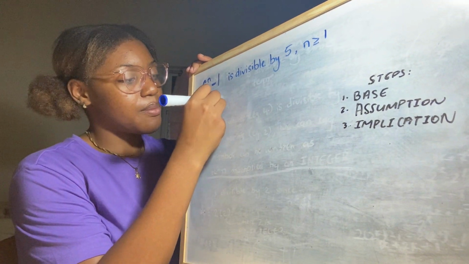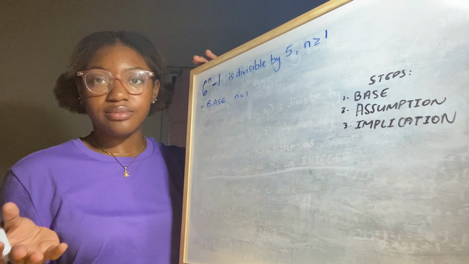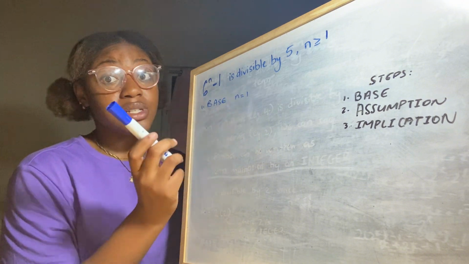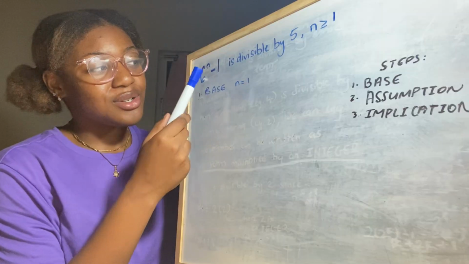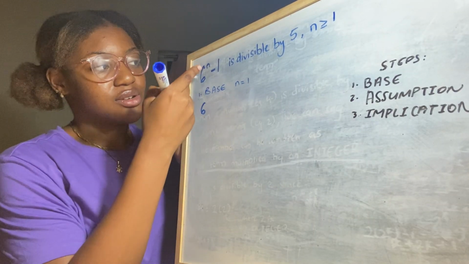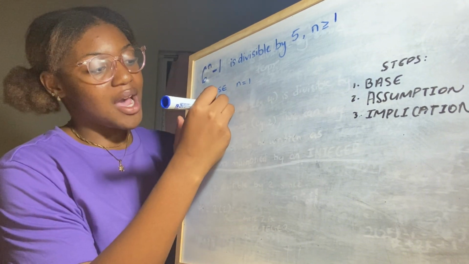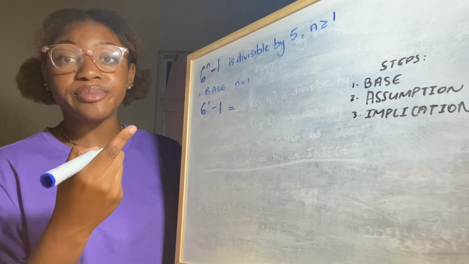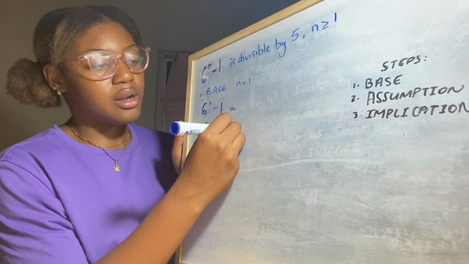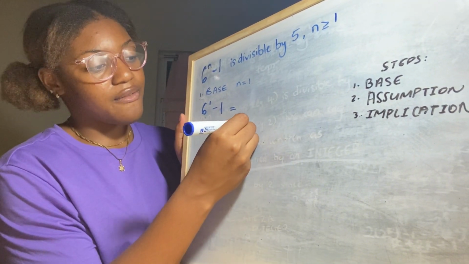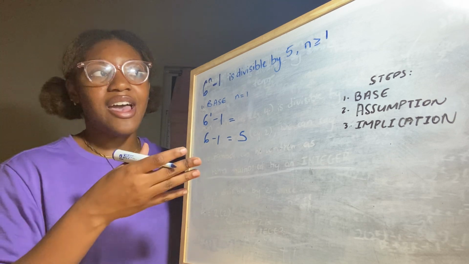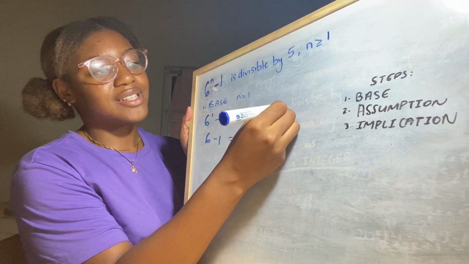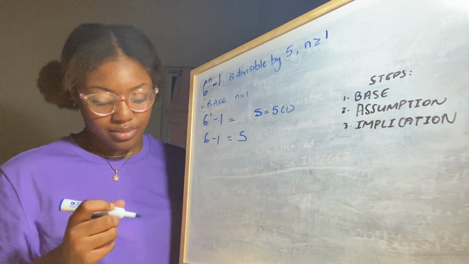So we're going to have base case, and n equal to 1. Next, wherever we see n, we're going to substitute 1. So we have 6 raised to the 1, because that's where n is, minus 1. 6 raised to the first power is 6. Then we subtract 1, so 6 minus 1 is 5. Now the question we have to ask is: is 5 divisible by 5? Yes. Why? Because we can write 5 as 5 times 1, and we know that 1 is an integer. So that's our base case.